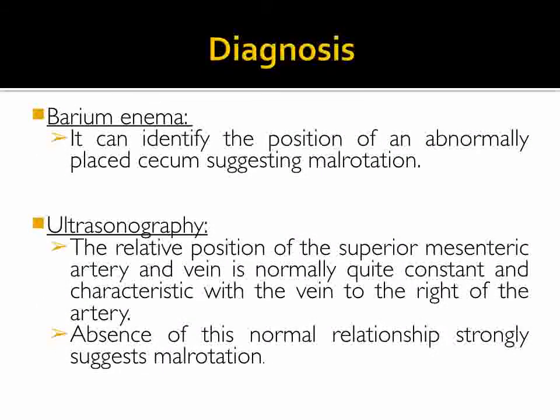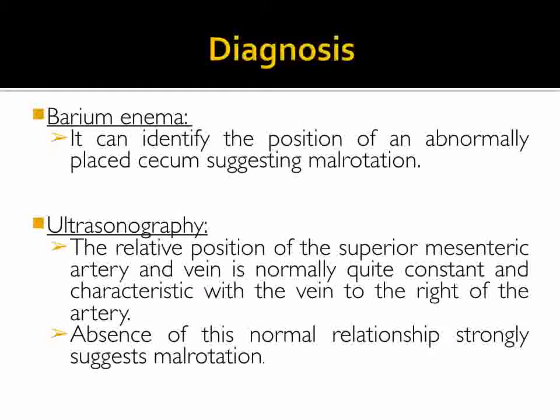We can also do a barium enema to define the position of the cecum. As we said, the cecum in cases of intestinal malrotation is present in the mid of the abdomen and not in the right iliac fossa. Normally, the cecum should be present in the right iliac fossa, while in cases of intestinal malrotation, the cecum is present in the mid-abdomen. So, if we did a barium enema study, this barium enema will identify the position of the cecum. In the case of malrotation, we will find the cecum in the mid of the abdomen and not in the right iliac fossa.